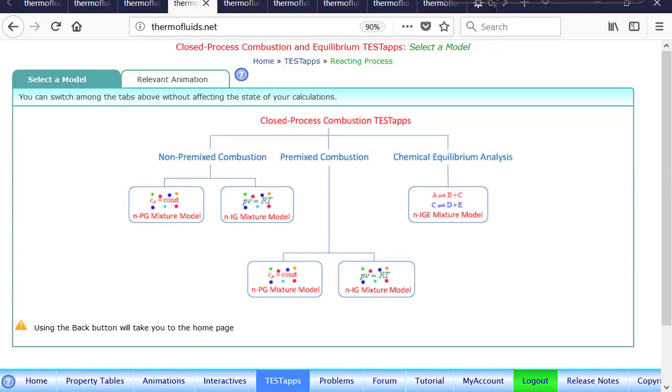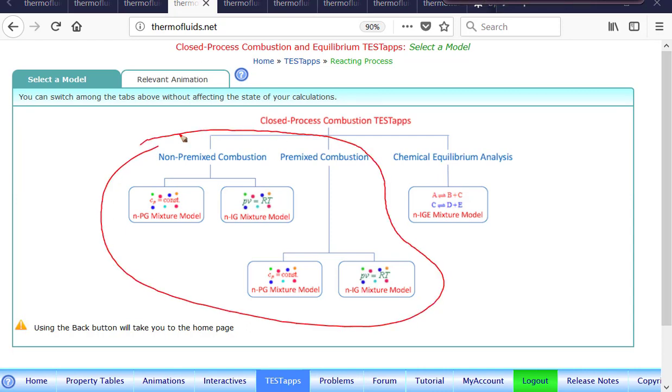Now the combustion part is covered in this branch, where it could be non-premixed or premixed, and we'll talk about chemical equilibrium later on in another video. So in the combustion part, as you can see, there is premixed combustion or non-premixed combustion, each of which can be handled by a PG model, and PG means perfect gas, or an IG model. IG model means CP and CV are functions of temperature, and PG model means CP and CV are assumed constant. Obviously, for combustion, a PG model is not a good idea because the temperature could be so high and the variation of CP and CV with temperature can become significant.